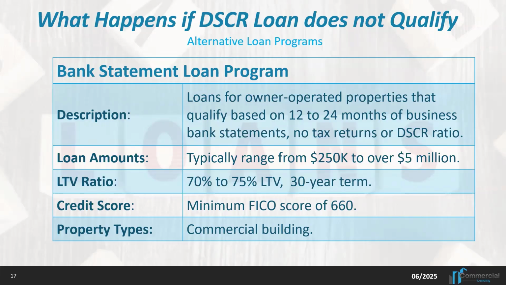So instead of relying on tax returns or the DSCR ratio, lenders evaluate 12 to 24 months of personal or business bank statements to assess the cash flow and determine qualifying income. We can qualify the borrowers in this program for up to 75% loan to value with a minimum credit score of 660, of course, and this can come with a 30-year loan term, and the range of the loan may be around 205K to over 5 million. The most suitable properties could be commercial buildings for this program.